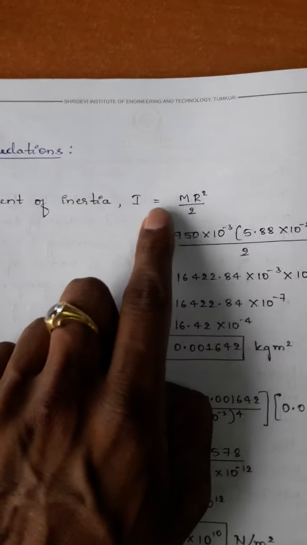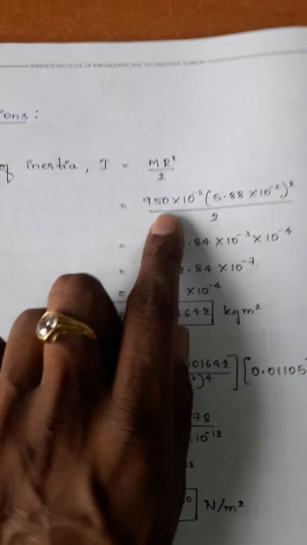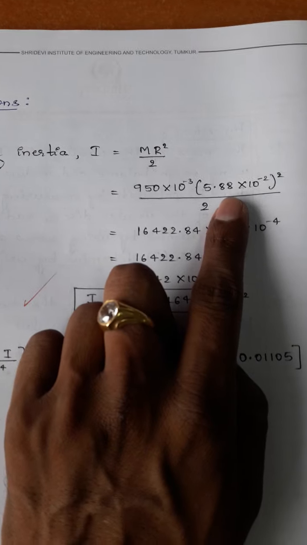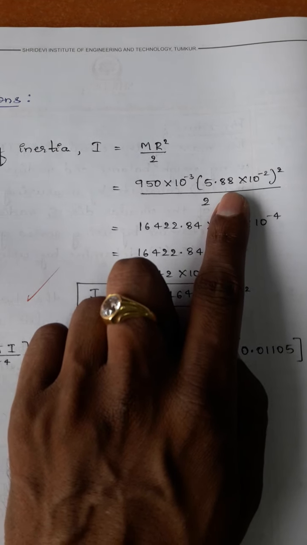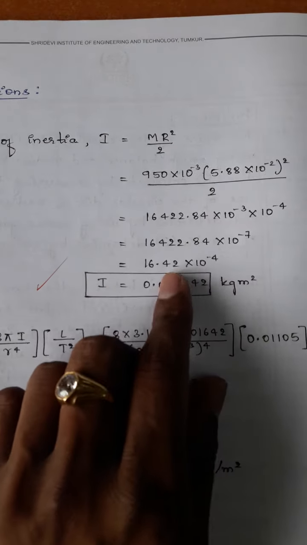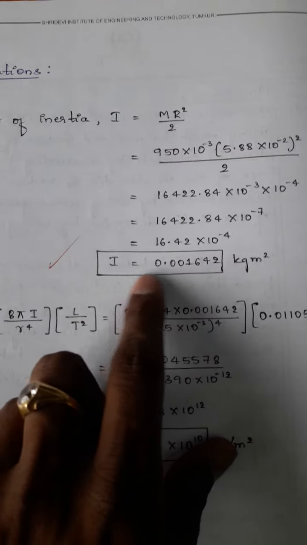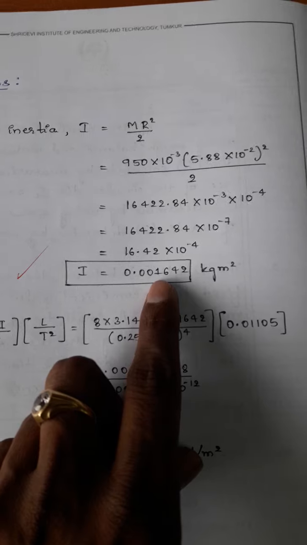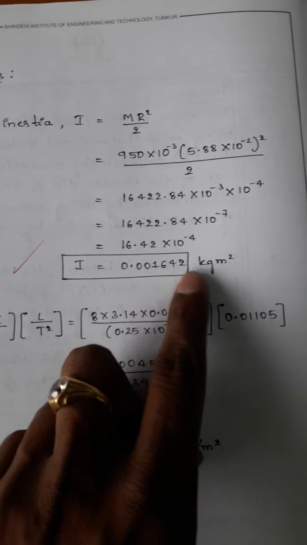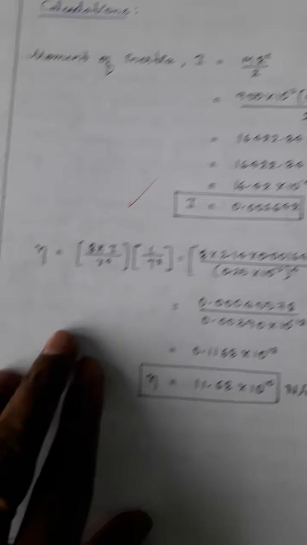To calculate the rigidity modulus, you can see how to calculate the moment of inertia: I is equal to mr square by 2, where M is the mass and R is the radius of the circular disc. Substitute all the values and do the calculation. Finally, I is equal to 0.0001642 kg meter square.